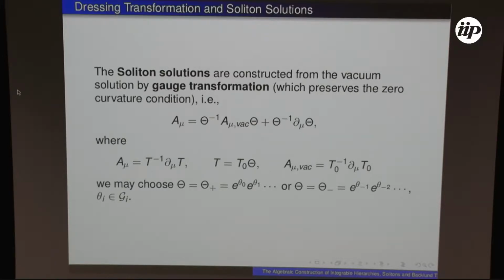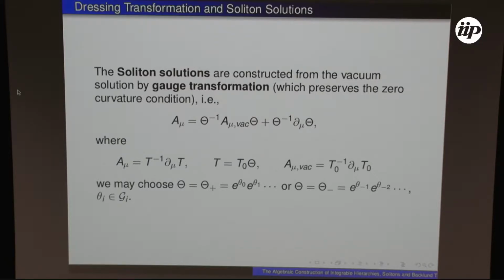20 more minutes. So the first subject I have already covered. Let me go now to the second subject, which is the systematic construction of soliton solutions. Up to now, we know how to construct a series of equations of motion, all integrable, with those properties I had already described. Now I want to construct the soliton solutions of all those equations.